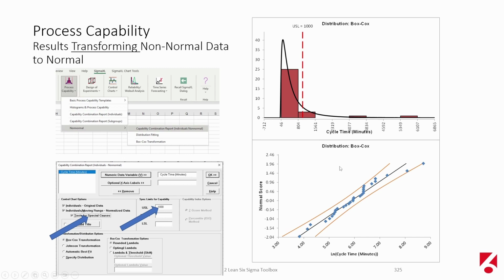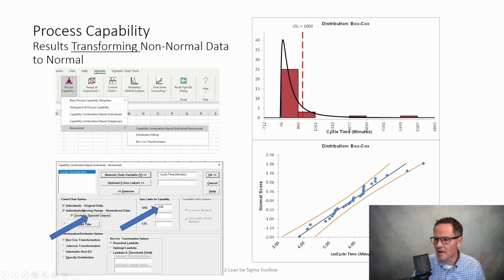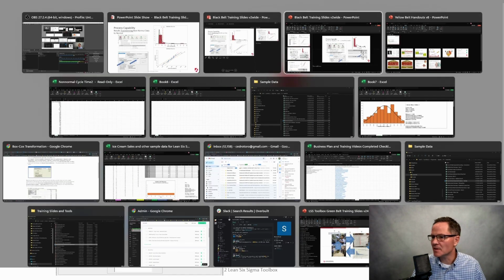And there's two ways to get to that from SigmaXL. The first is you can go into your process capability menu here and do non-normal and then do capability combination report. And that's going to actually do a process capability analysis and do the transformation for you at the same time. But before we do that, I want to show you how to do just the Box-Cox transformation without any help from the CPK menu here.